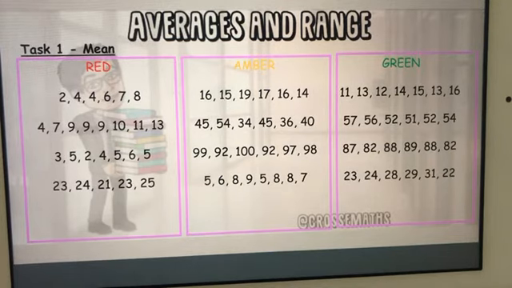Right, guys, last minute on this because we've got to move on again. I want to make sure we understand all three averages and the range before I move on to a GCSE question, okay?